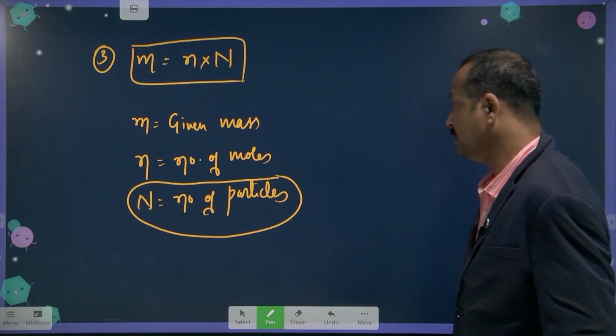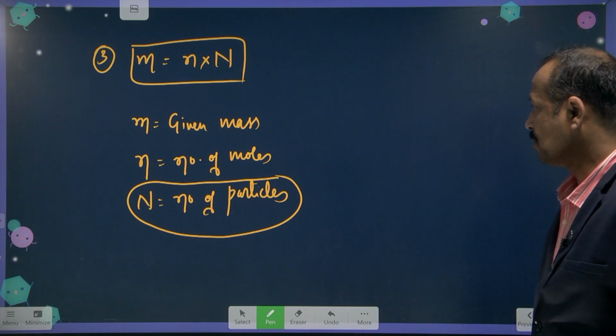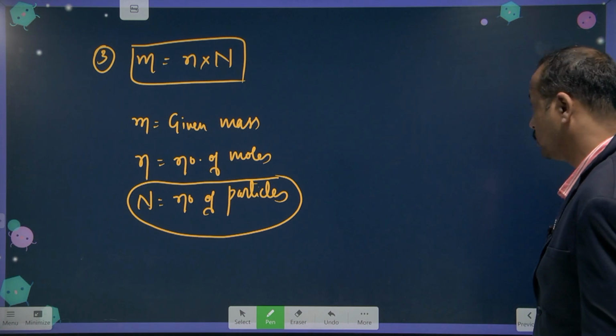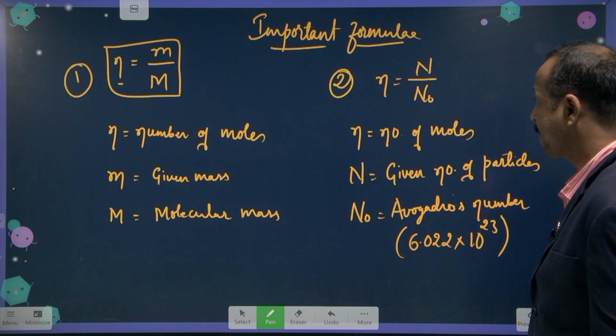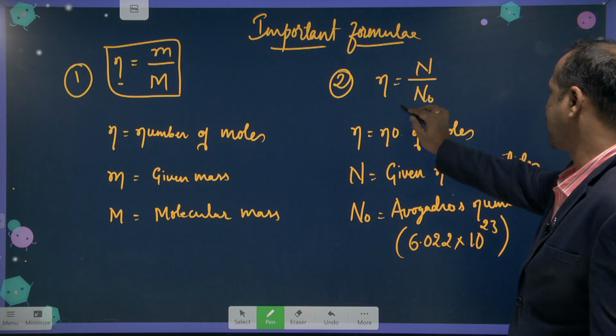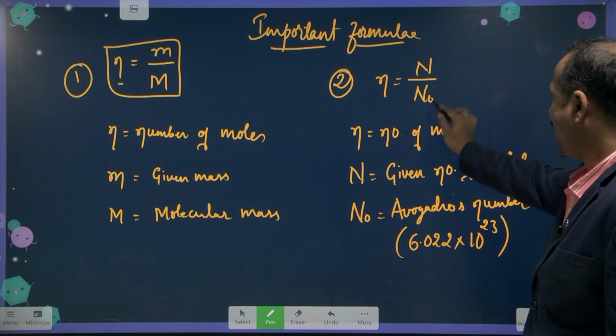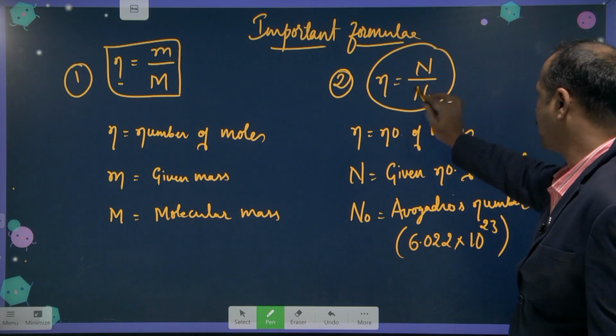Number of moles into number of particles is equal to, otherwise you can go to this mass and number. So here you can write this one, you take: n is equal to N by N naught. This formula you take. Okay.